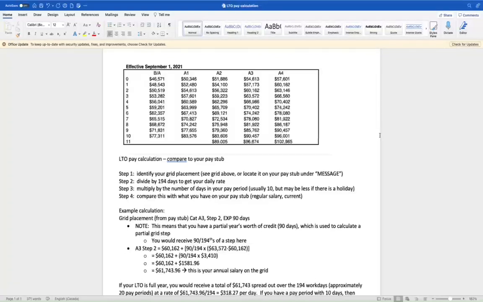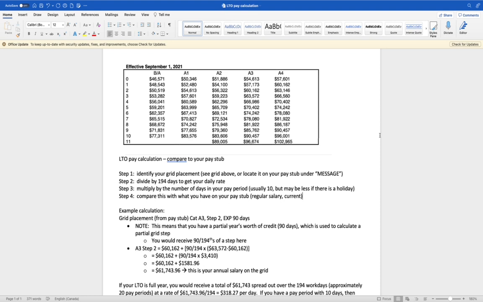Hey everyone, another video coming along here with the goal of helping explain how to calculate your pay stub earnings for LTO teachers. In order to do that, you need to know where you land on the grid, and there's a few ways you can find that out. The first is to take a look at your pay stub under message in the bottom right corner of your pay stub. And it should say something like category A3, step 2 with a certain number of days of experience. You may also have that information included on your employment letter from the board.